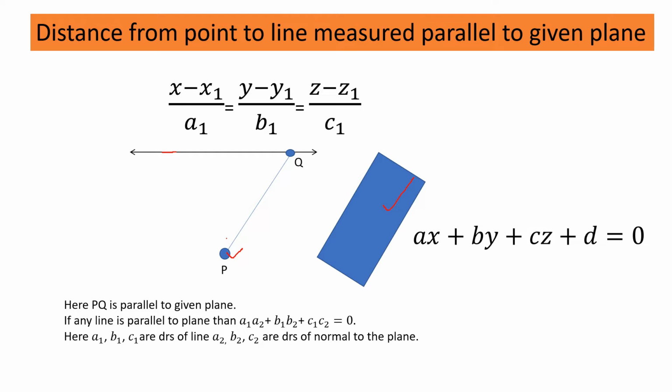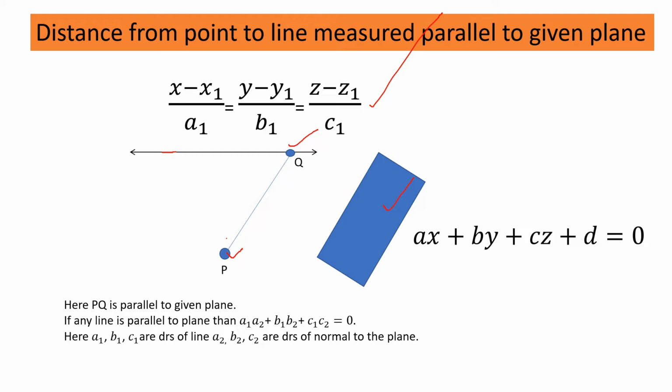How to find any point from a line? We equate that line to t, and then we find the x value, y value, z value. Then we take that as any point on the line. Any point on the line means anywhere on the line you can take. So in place of Q you take that point, which is in terms of t. To get the t value, here PQ is parallel to the plane.